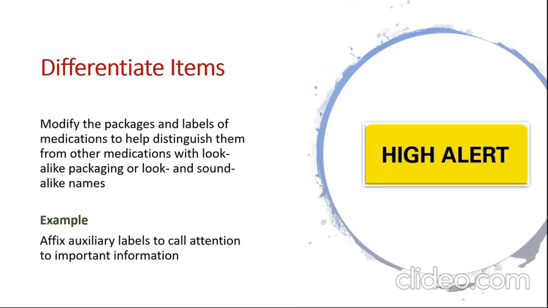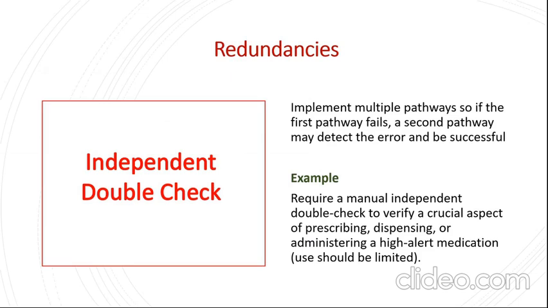Differentiate items. How may we differentiate items? Yes, we need to affix an auxiliary label to call attention to important information, and we have this nice yellow high alert label. Redundancy. One of the aspects of redundancy is conducting an independent double check for selected types of medication, like high alert medication, and it should be limited to ensure efficiency. Now I am done, in a hurry, with high alert medication.